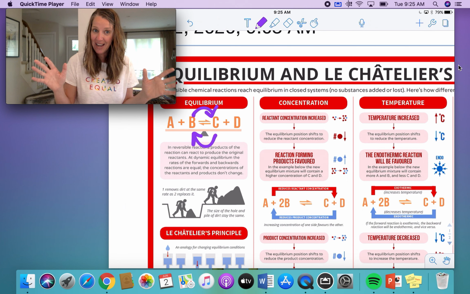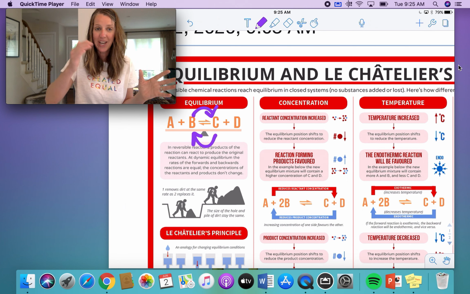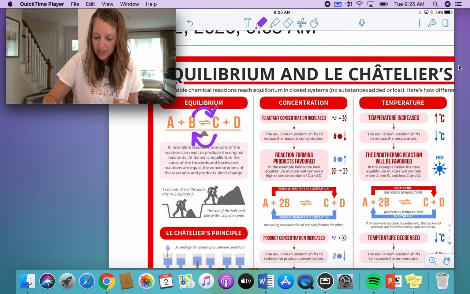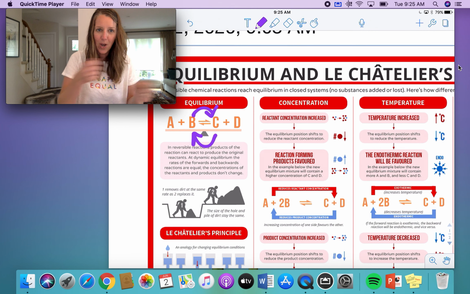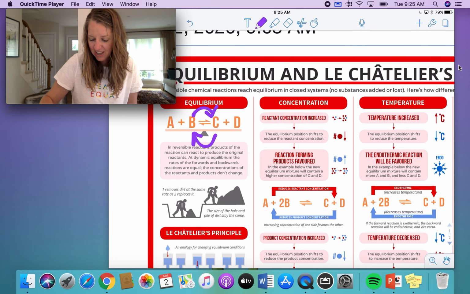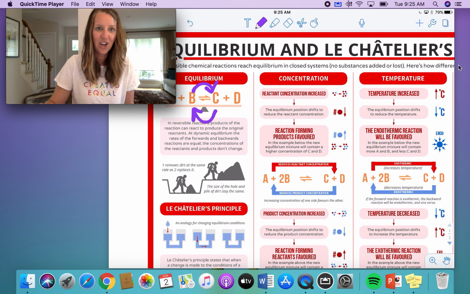It's still a dynamic system, but the rate that the reactants turn into products and the rate that the products turn into reactants, that's what's consistent, okay? There's always this graphic about shoveling dirt from one side to the other. And if you like that kind of a concept, then yeah, you can look at those analogies and get a bit more explanation for that.